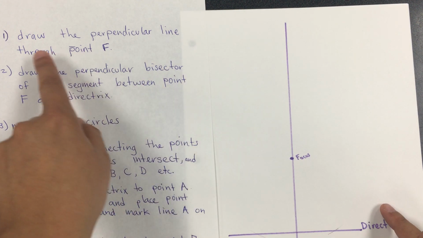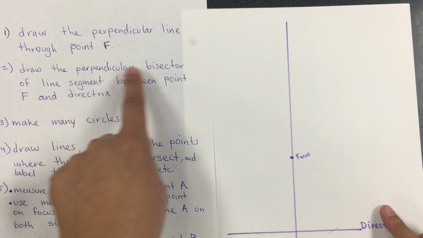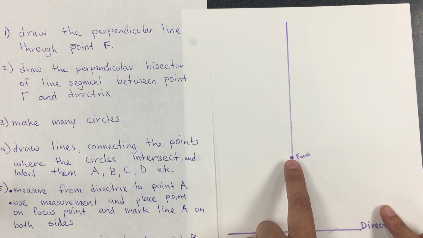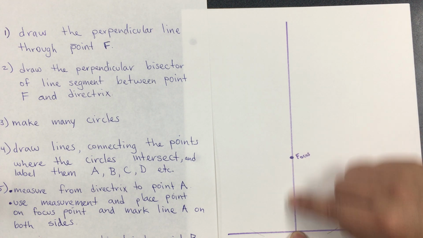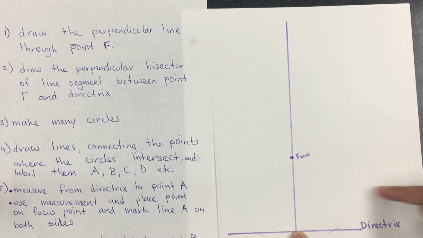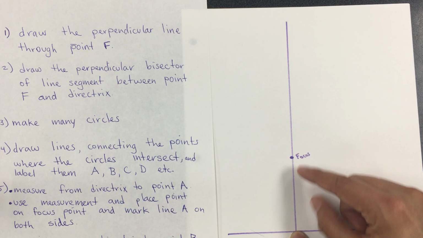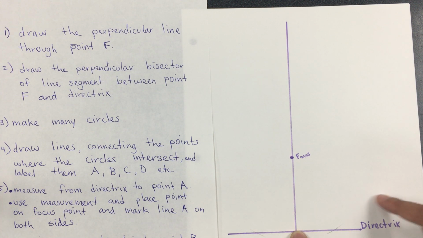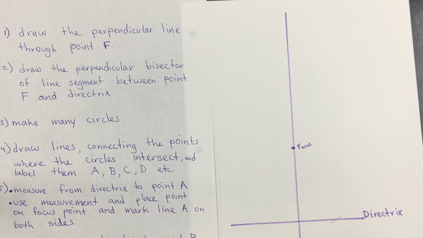Okay. So you already drew the perpendicular line. Now it says to draw the perpendicular bisector of the line segment between the point F, or focus, and the directrix. So we're going to draw the perpendicular bisector, meaning a line that goes perpendicular here and is halfway. We don't even need to do the whole line, it's just to find the point in the middle of these 2 points, okay?